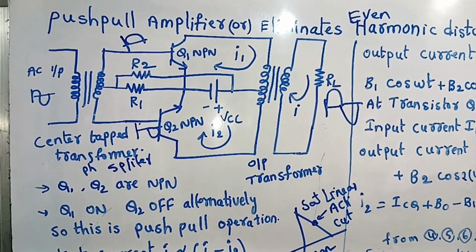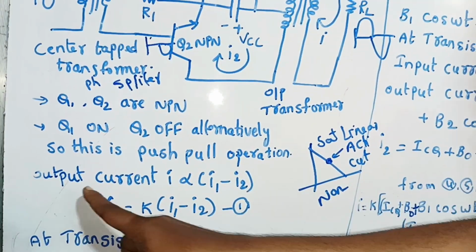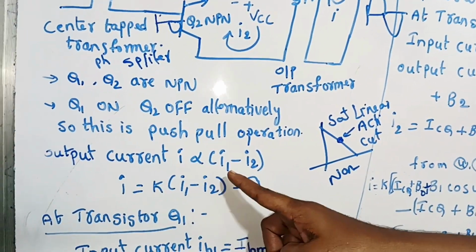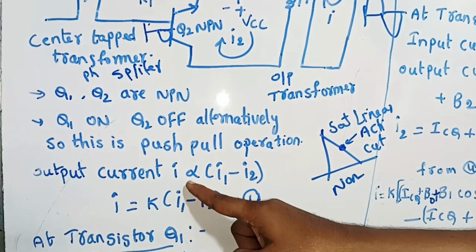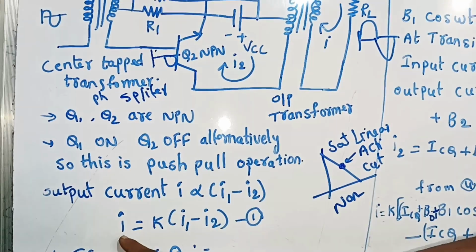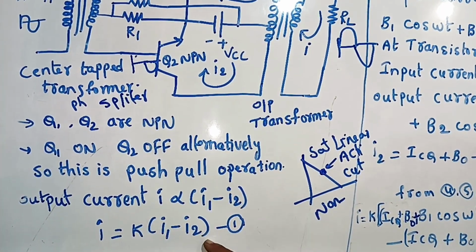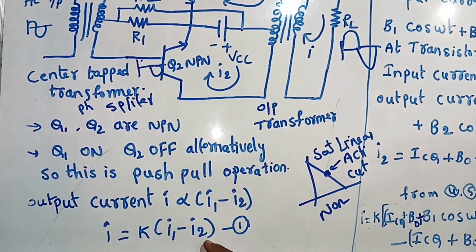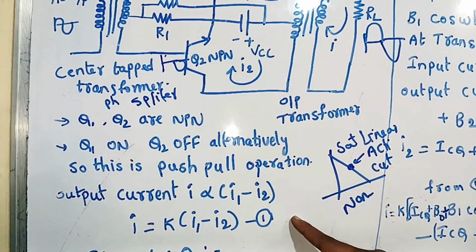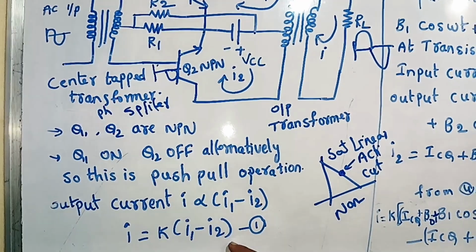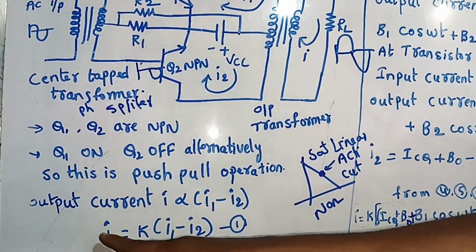Then if you see the mathematical expression of the push-pull amplifier, the output current I is proportional to I1 minus I2. Taking a proportionality constant K, I is equal to K times (I1 minus I2). Let us take this as the first equation. This is the major equation. Then I want to find I1 and I2 individually, and substitute here, and based on that we will find the final I.